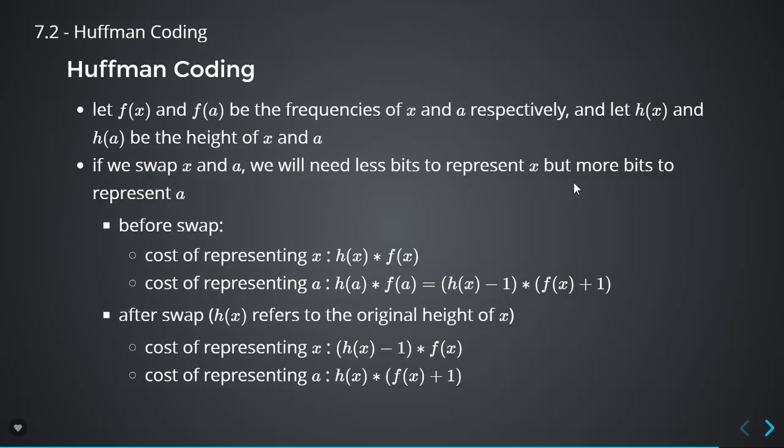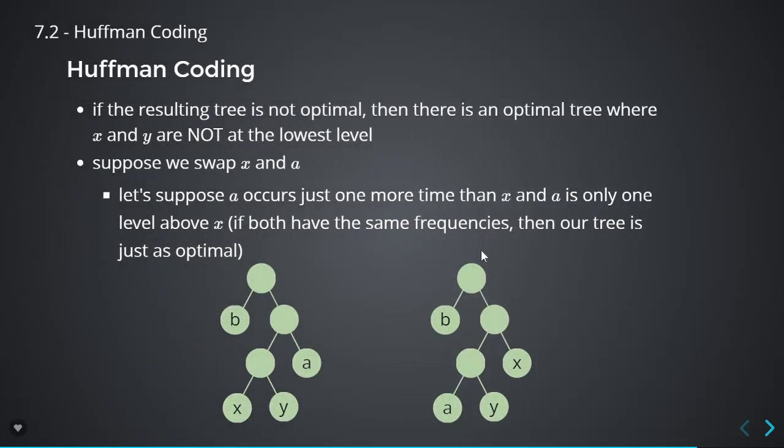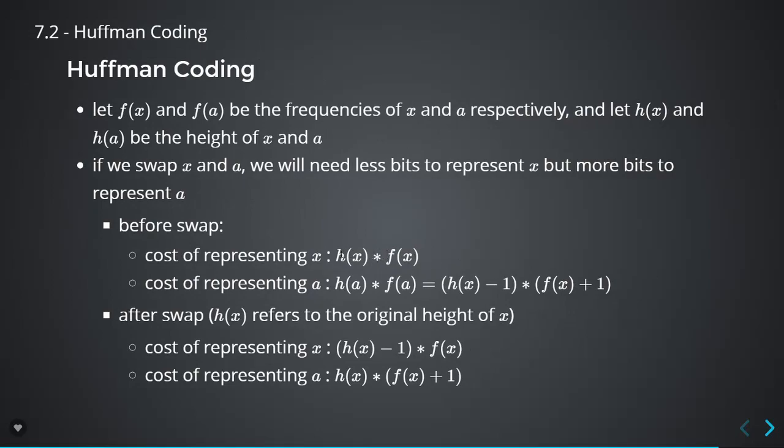But you will now need more bits to represent a, because you put it at the bottom. Now you need to check the mathematics yourself, but the cost of representing x before we do the swap, so in my tree here, if you want to represent x, then you will need to do hx times fx. And to represent a, you need ha times fa, but we said that the height of a is just 1 less than the height of x. And the frequency of x is just 1 more than the frequency of a.